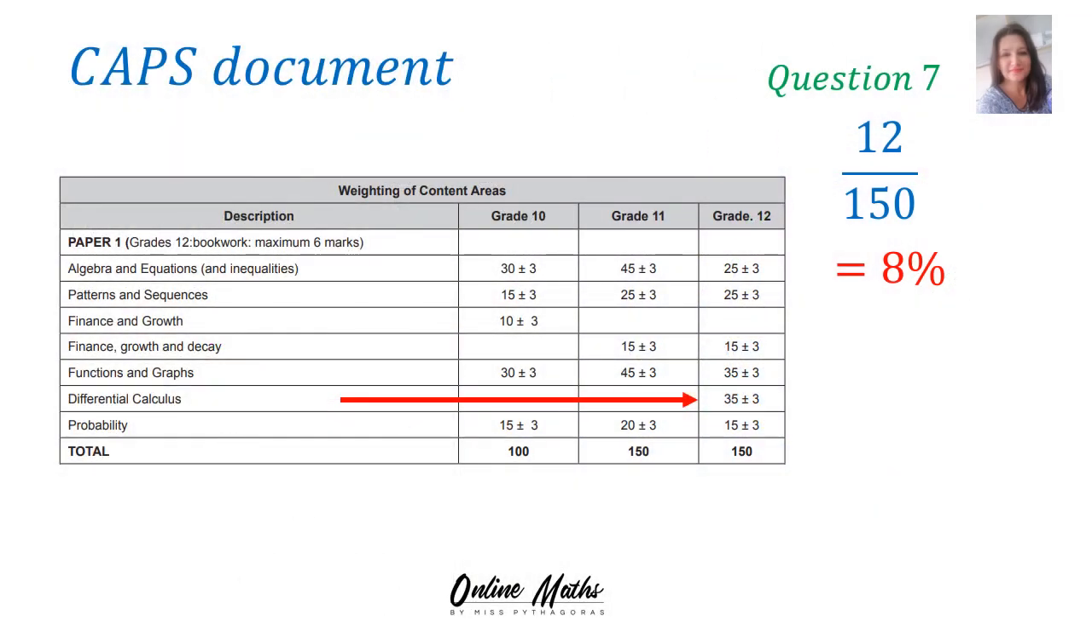Calculus is divided into three parts. First, there's the first principles and rules of differentiation. That's one question. Number two is the cubic function. And then lastly, the third question is the calculus application. Now you will see that 35 out of the 150 is reserved for calculus. This question counts 12 out of 150.